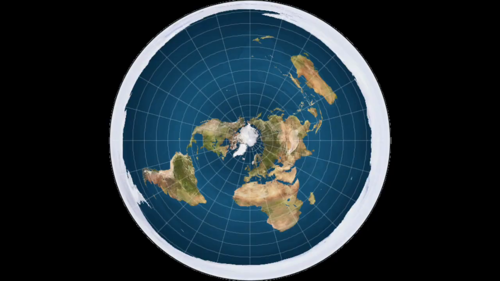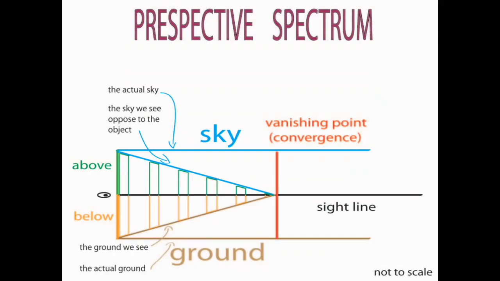Hello, good people of the flat Earth. Perspective plays trickery on our eyes, so let's break it down. This diagram isn't to scale. I am going to explain this in a simplistic way. This line is the sky. This line is the ground. Now this line here is also the sky, and this line here is also the ground, and due to perspective they meet at a distance.